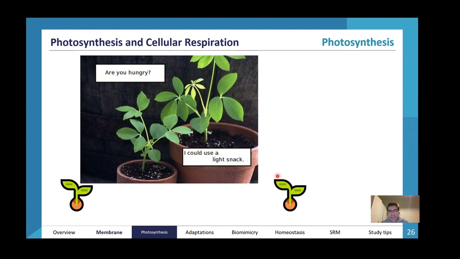Oh, okay, that's funny. Get it? Are you hungry? I could use a light snack. Light, because plants need light to grow and survive. Never mind.